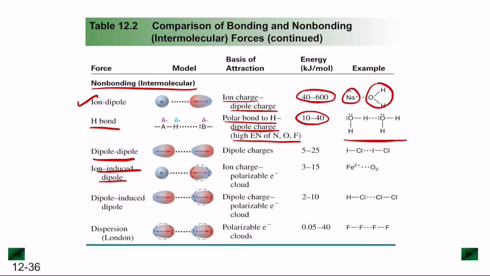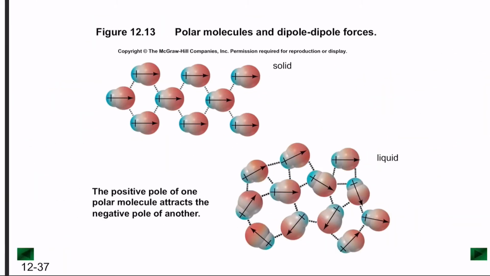Ion-induced dipole, where you have an ion charge that induces a dipole in a non-polar molecule. Dipole-induced dipole, where a dipole induces a charge in a non-polar molecule. And you have dispersion forces between two molecules, which are basically due to polarizable electron clouds. These are generally dependent on size.